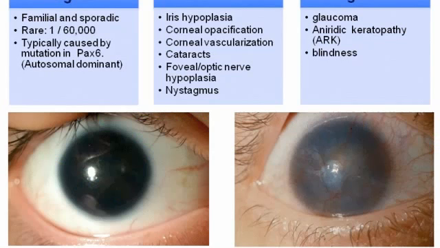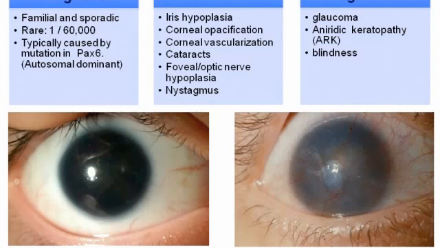As many of you know, aniridia is a congenital eye disorder that affects about 1 in 60,000 children. It's typically caused by mutations in PAX6, which makes it an autosomal dominant disorder. But we're going to come back to this idea in a few slides. The important thing is that it's a panocular disorder.